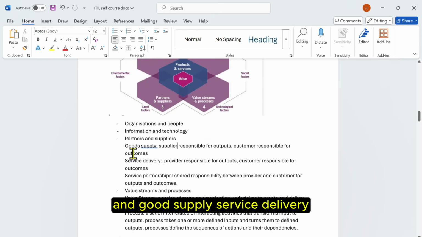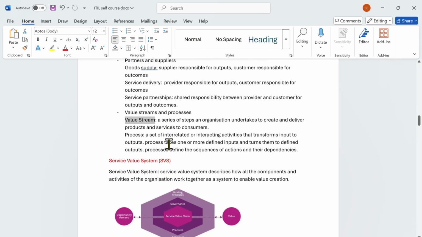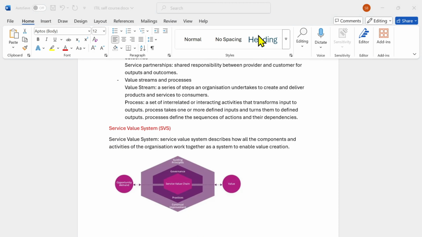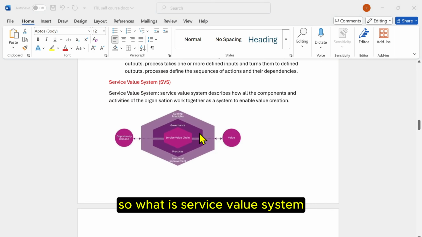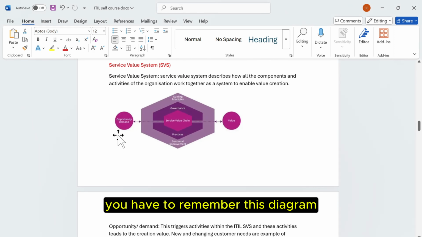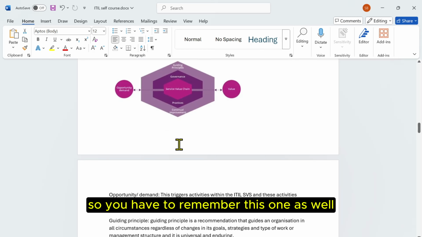And good supply, service delivery, what is value stream, what are processes, you have to remember these things. Then comes our service value system. So what is service value system? This is a very good definition that mostly comes on the exam. You have to remember this diagram. What are the components of service value system? So you have to remember this one as well.